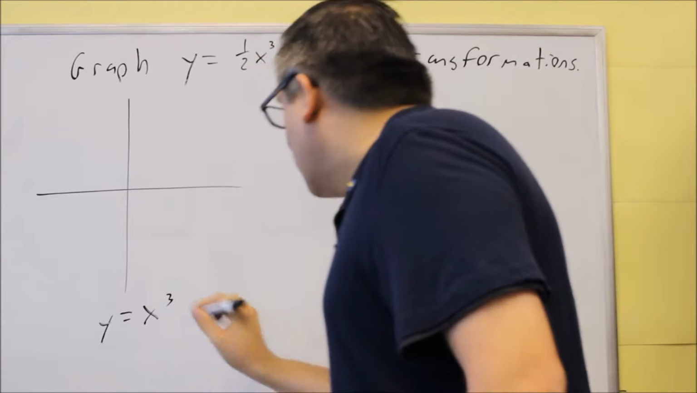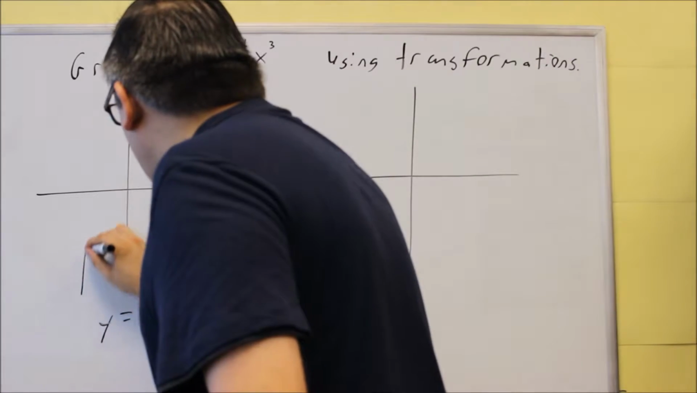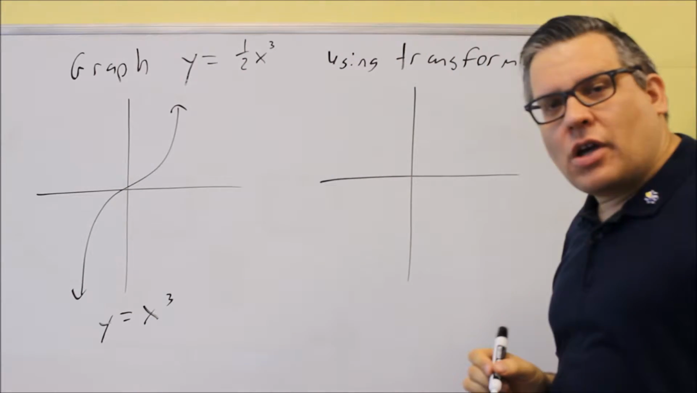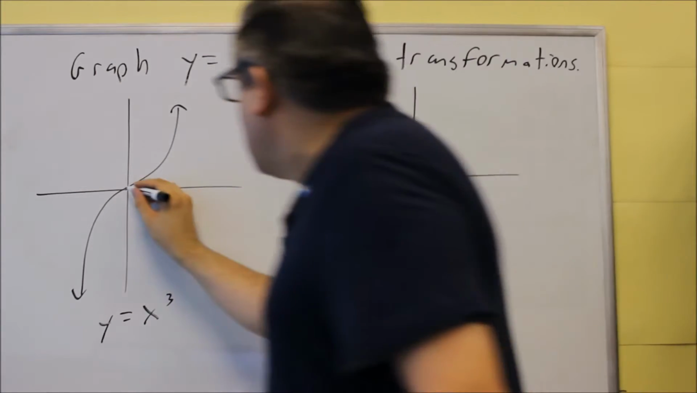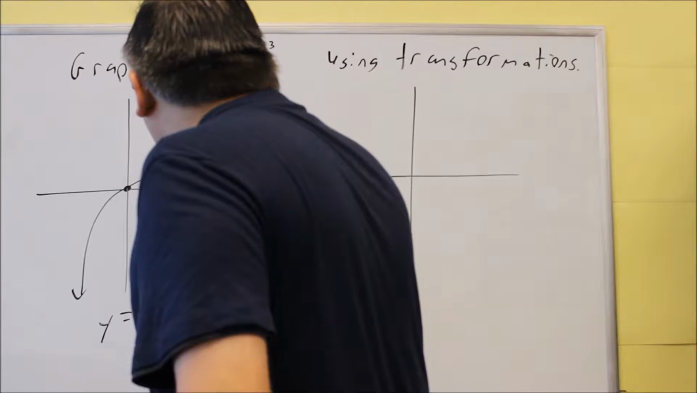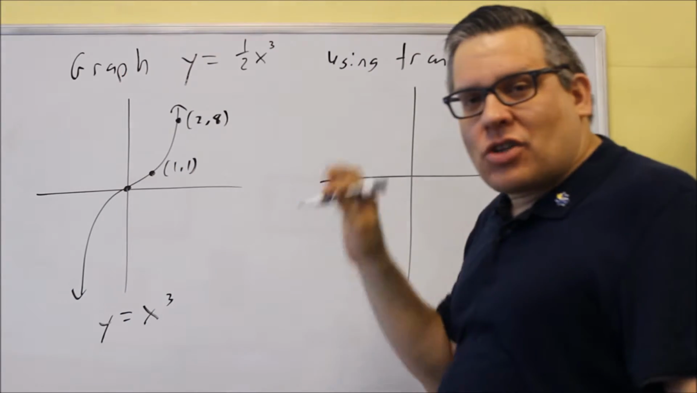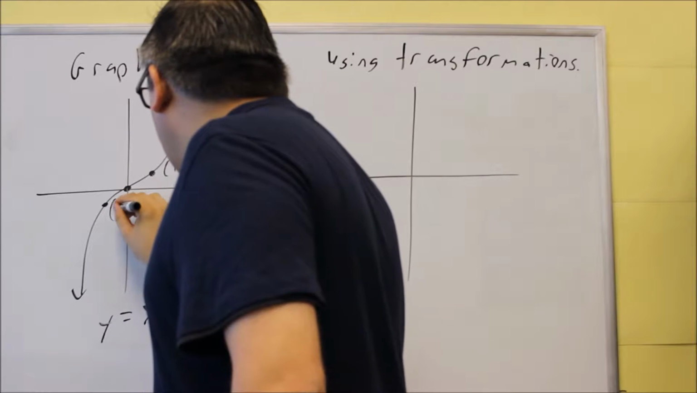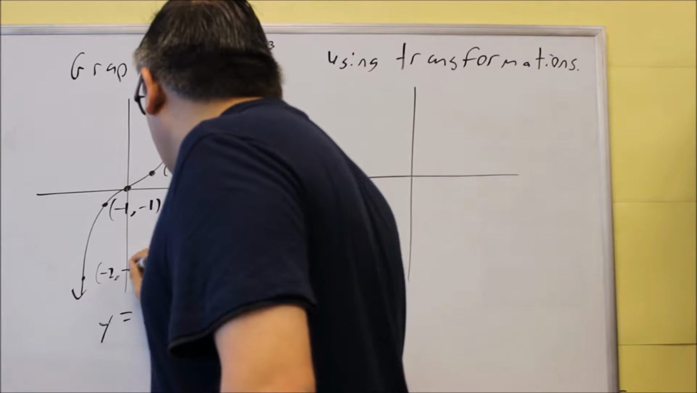The base graph here is going to be x cubed. So that graph looks something like this. Okay, so that would be your base graph. Now, in order to correctly show this, we're going to put some key points down here for each one. So here's (1, 1) and (2, 8). This comes directly from your library of functions. And then we have (-1, -1) and (-2, -8).